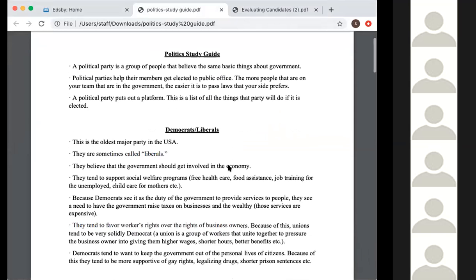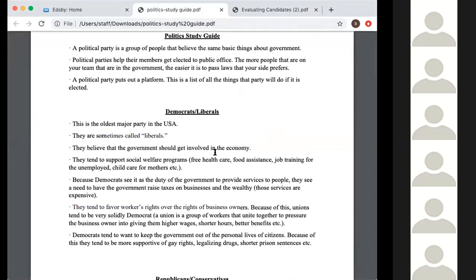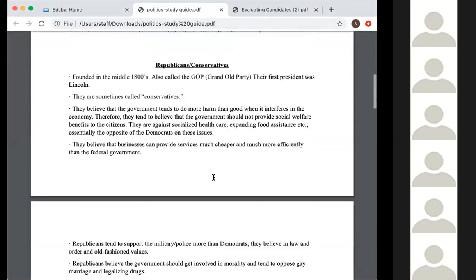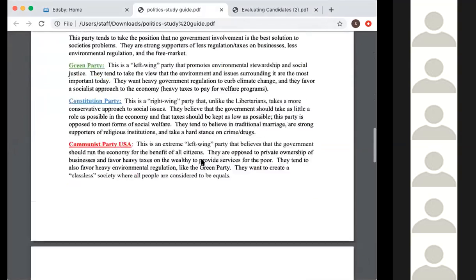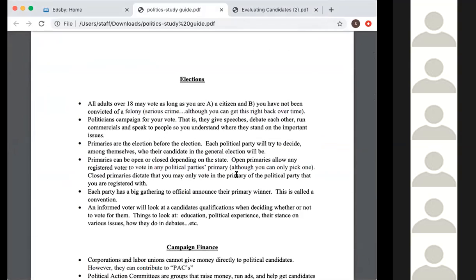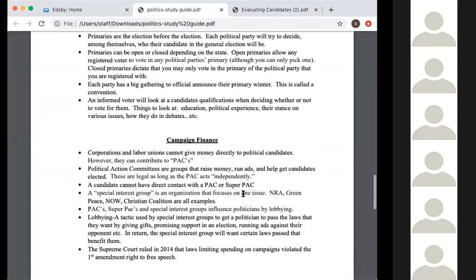What I've done is I've taken all the things that we've talked about in these Zoom meetings and boiled it down to the most essential bits. So you see here stuff about Democrats, stuff about Republicans, stuff about third parties, the stuff that we're talking about right now, elections. And then the last thing is called campaign finance, which Monday's Zoom meeting will be all about.